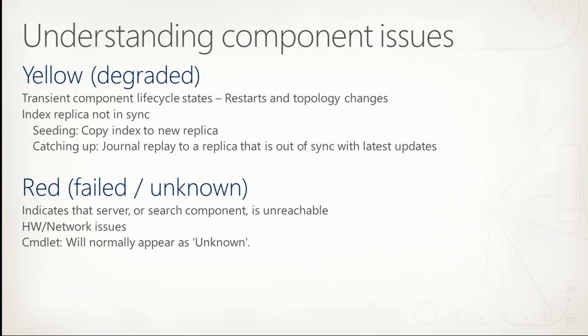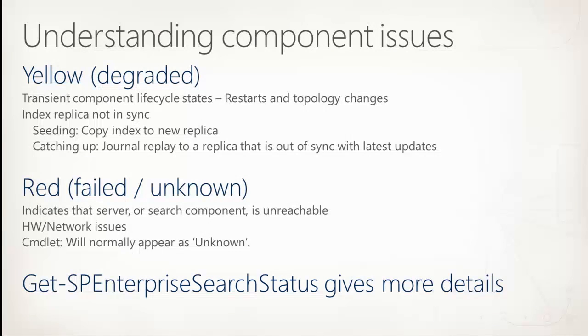And the red state means there is a failure. In most cases, there is a failure related to network or hardware, and in the commandlet, you will see that appear as unknown, because the topology system doesn't really know why. It's not able to reach this component, so you cannot really say why. So you only see that it's unknown. And you can use the commandlet, as I mentioned, to get more detail about what's going on, especially for the degraded states.